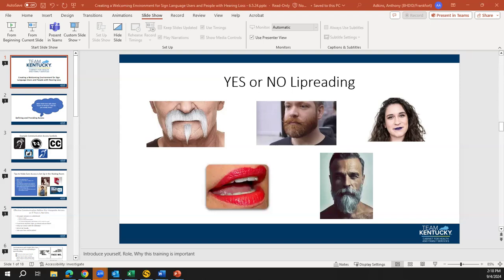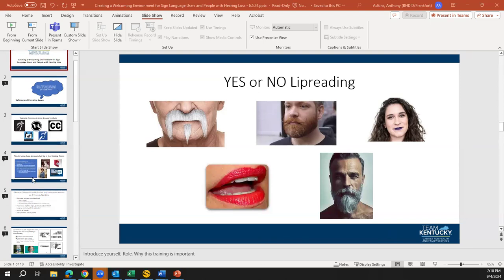The second one, with the gentleman with the red beard and the curly mustache on the top, do you think that yes, you can or cannot lip read this individual? Again, you can just answer in the chat.